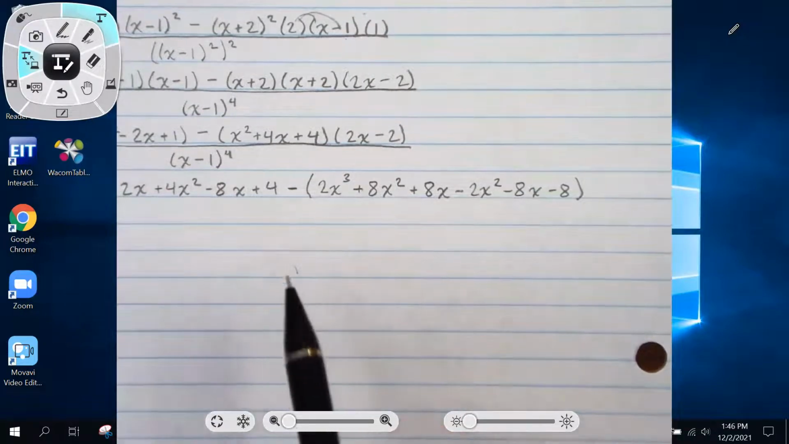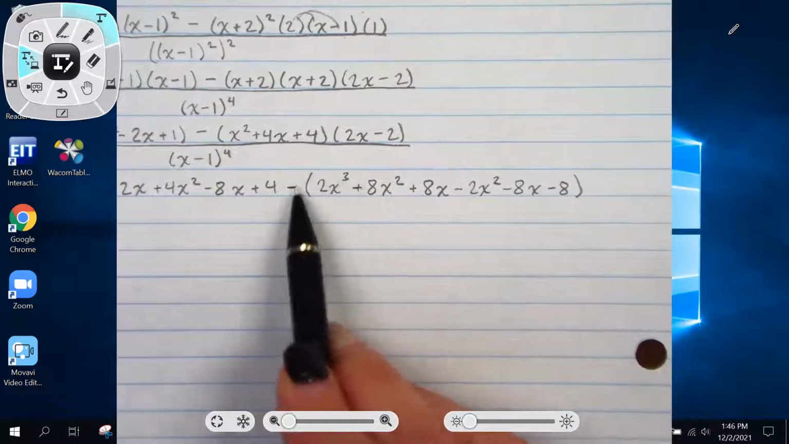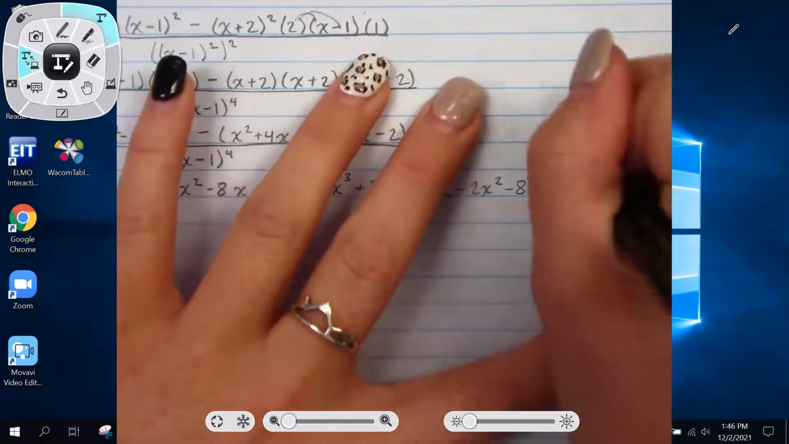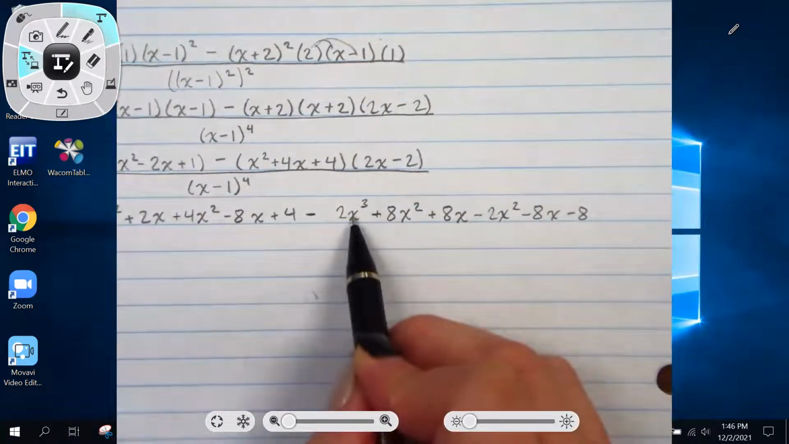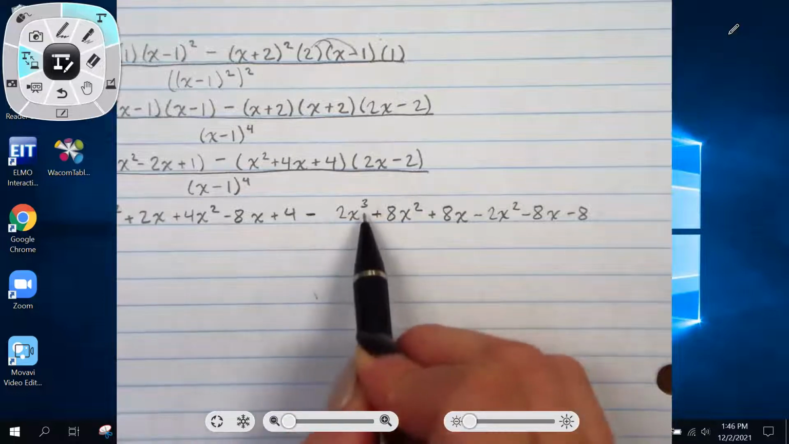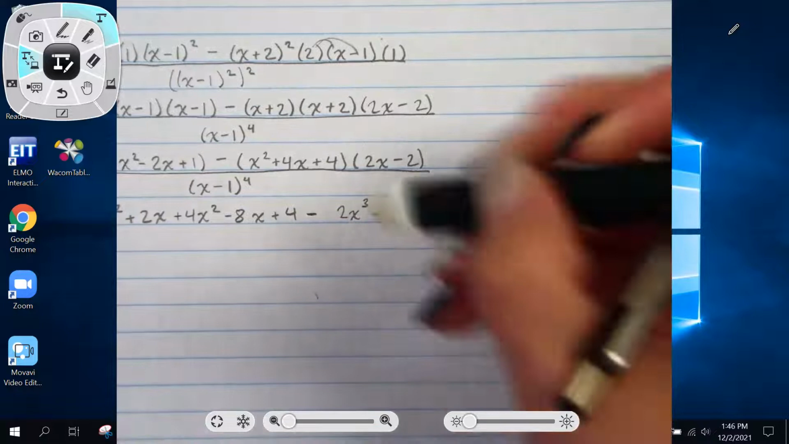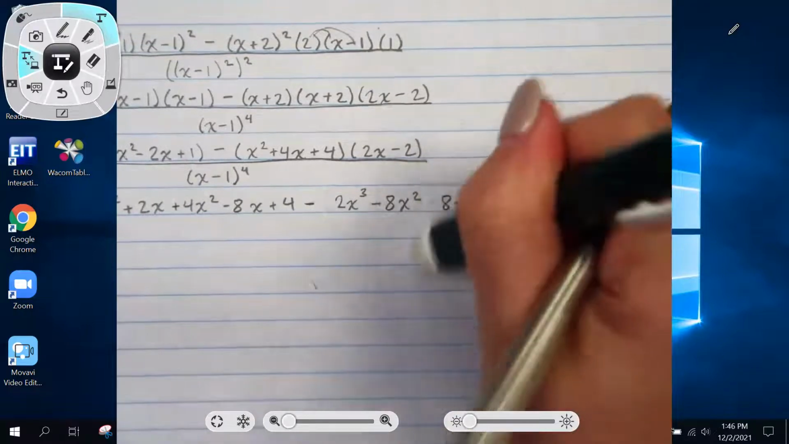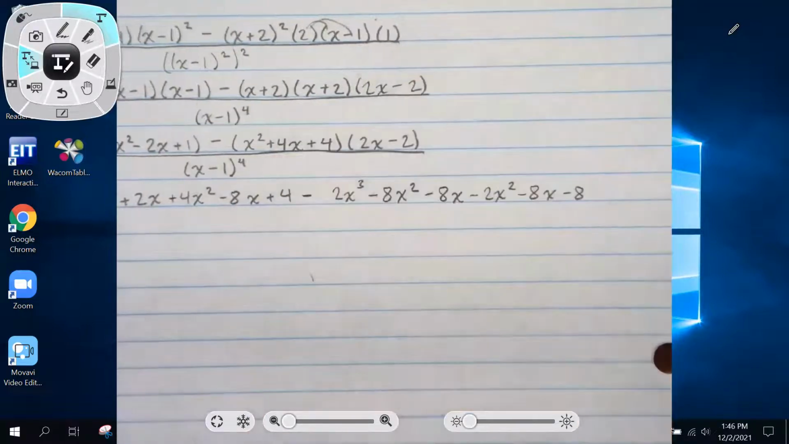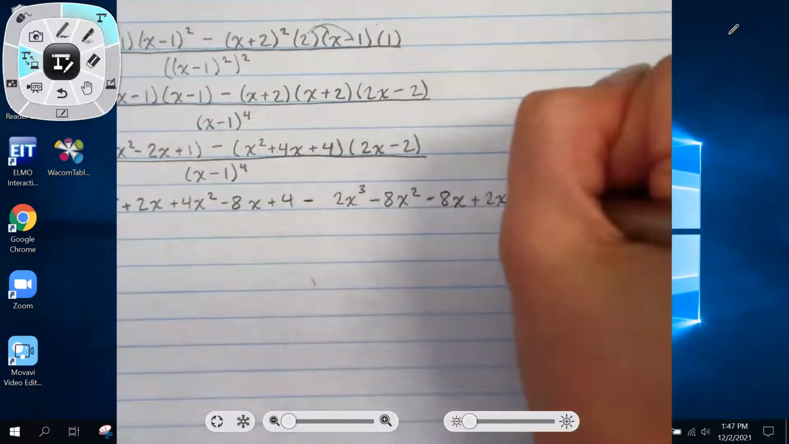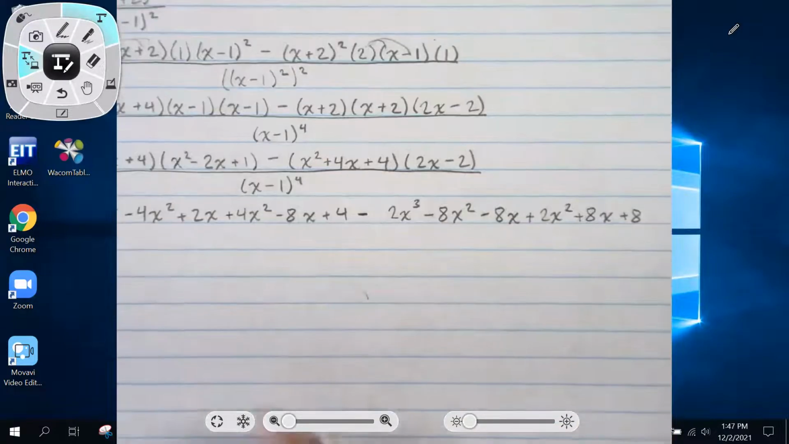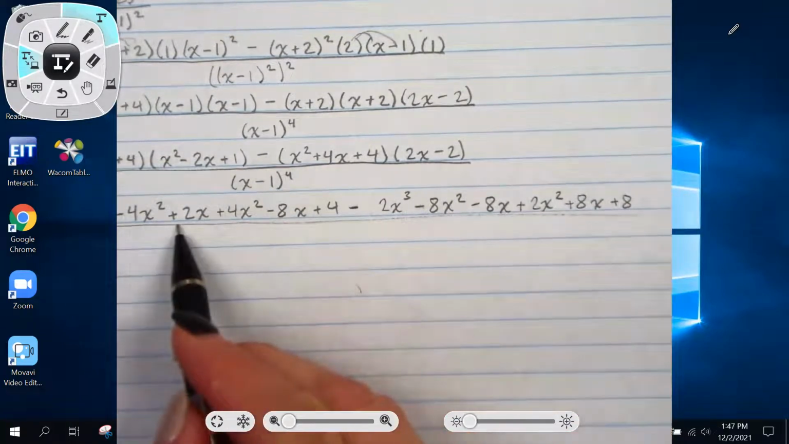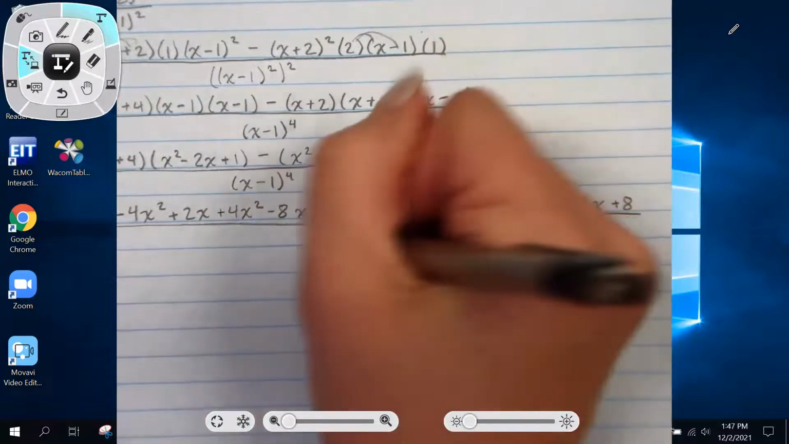Okay, rather than write all this all over again, I'm going to go ahead and distribute this negative. So I'm taking away the parentheses. This positive 2x cubed becomes negative, so that minus can stay. Negative times positive makes this, it's really just changing all of these signs. Positive to negative, positive to negative, negative to positive, negative to positive, negative to positive. And all of that is still over x minus 1 to the 4th.